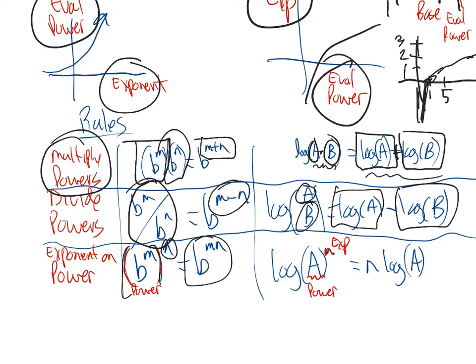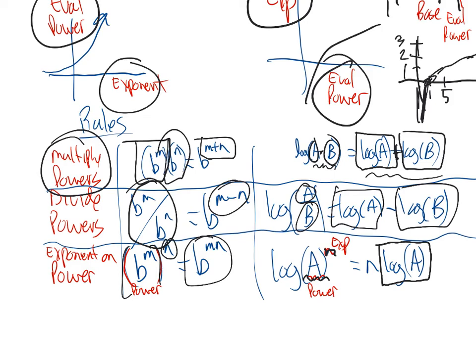Well, what's the equivalent way of looking at that with logarithms? Well, that a right there represents a power, the evaluated power. We put the exponent of n on it. So we have an exponent on a power. So why is it that we multiply? Well, we have to remember that when I have just log of a, that's an exponent.